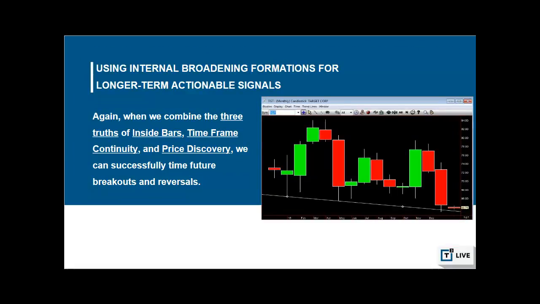Once again, we can combine all three truths of inside bars, time frame continuity, price discovery, and broadening formations. We can successfully do this because at this point we were able to identify the broadening formation series. We were able to identify the weekly inside and the monthly inside, and as they broke with full time frame continuity to the downside, all three were aligned.